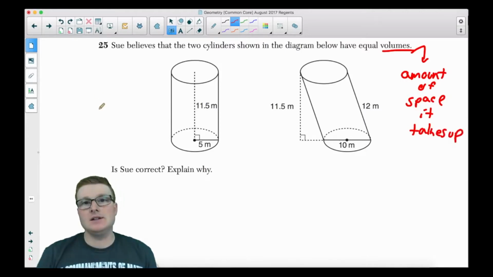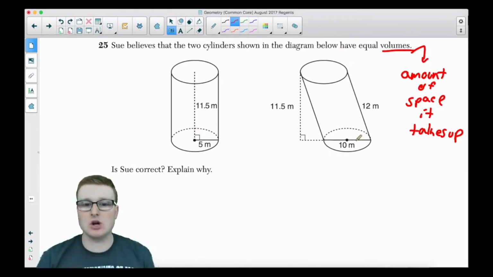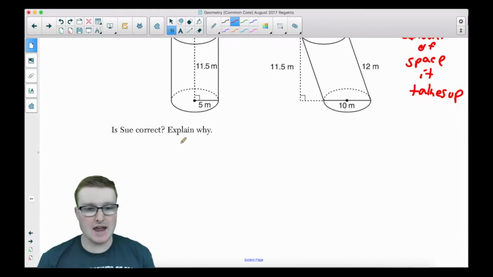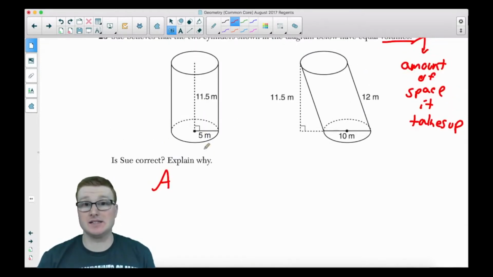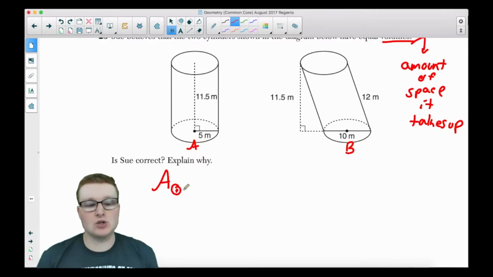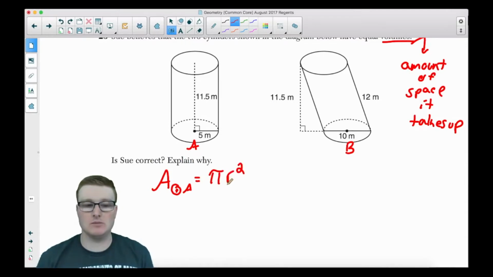So, to prove Cavalieri's principle, you need to do one of two things. The first thing you need to do is prove that the bases of the prisms are equal to each other. Then you need to prove that the heights are equal to each other. Well, let's do this now. Let's find the area of this circle down here, because this is a circle. Let's call this prism A and let's call this prism B. The area of circle A is equal to pi r squared.